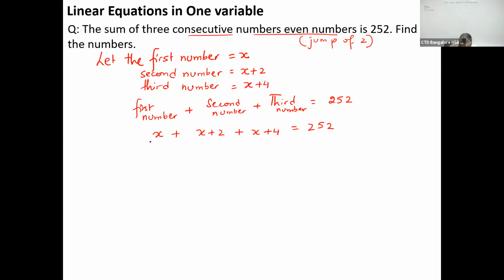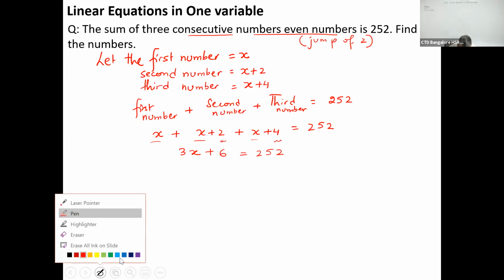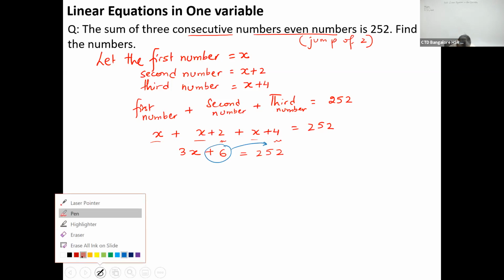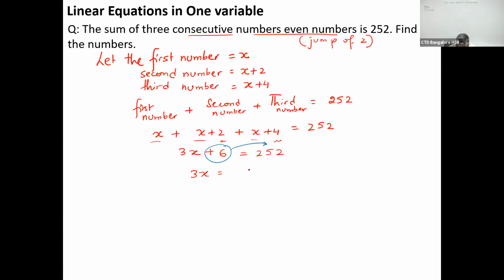So how many x's are there? 1x, 2x, 3x. So 3x plus 2 and 4, 6 equals 252. Now let's transpose. So we transpose plus 6 to the other side. What will it become? Minus 6. Yeah, that's correct. So 3x equals 252 minus 6.